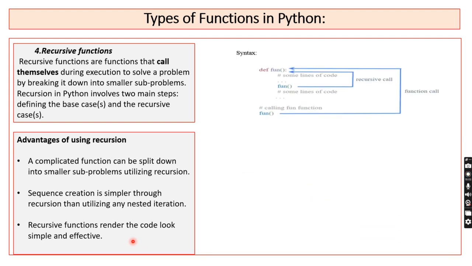The general syntax of a recursive function is: def function name. Def is the keyword, and function name is the name of the function. Then this is the body of the function. In the body of the function we are again using the function name. This means this is a recursive function. The definition indicates that the function calls itself again and again. So this is the recursive call. Then calling the function, this is the function call.